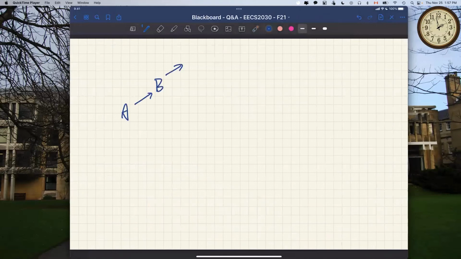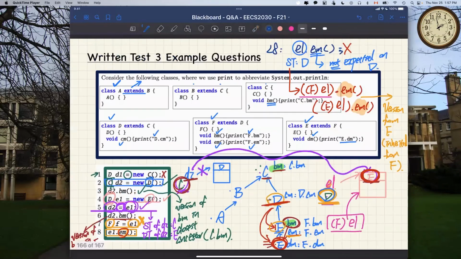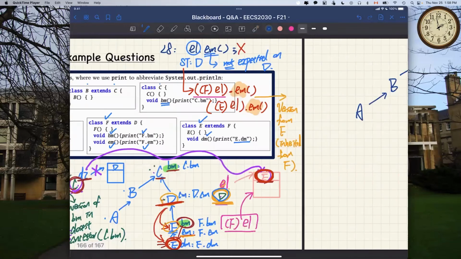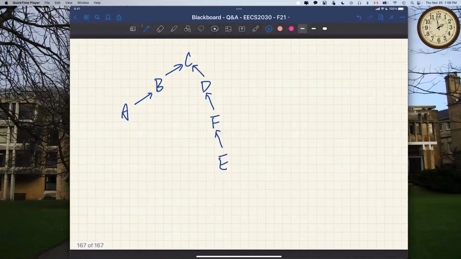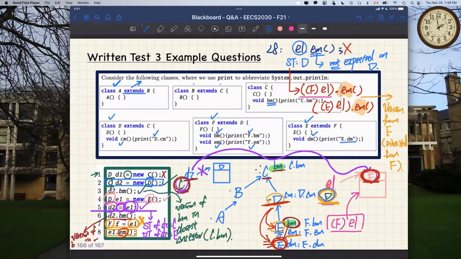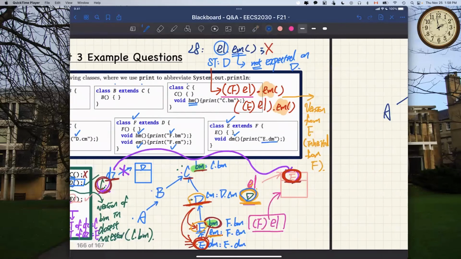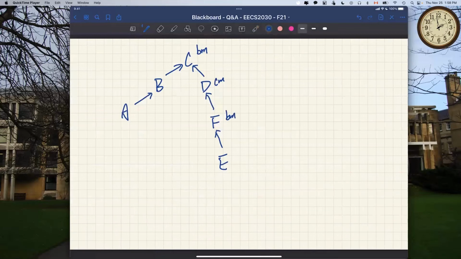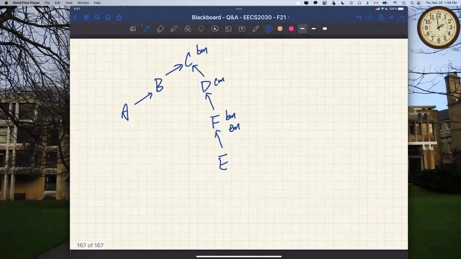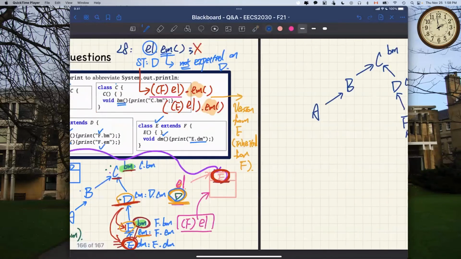A, B, and C, and then D, F, E. Okay, and then we got BM, CM, EM. I want to do one more example for you, and then BM, EM. And then we got DM. Okay. Okay, and then let's say this.